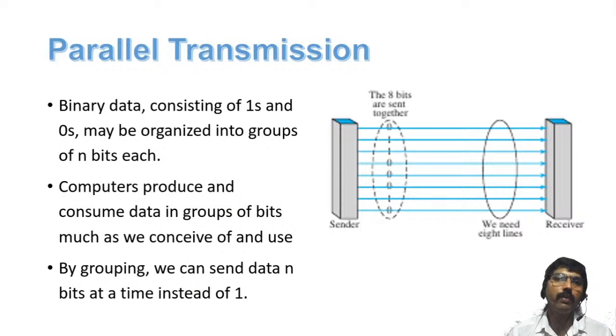The first one is called parallel transmission. Sender as well as receiver are dealing with n number of bits. Here n number of bits are sending, here n number of bits are receiving at the same time. This is called parallel transmission. This type of transmission generally happens in your local computer most of the times.